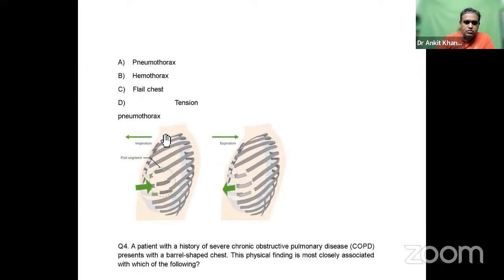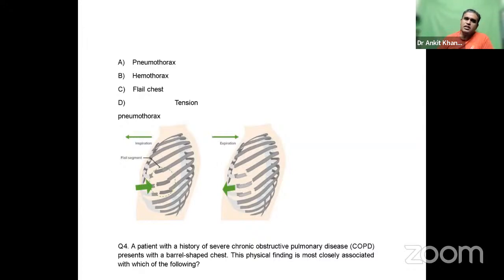You can see the paradoxical movement during inspiration, during expiration, paradoxical movement. Arrow is going over here, and this air is actually sucked inside. So this paradoxical movement in the multiple ribs, they are consecutively fractured. Tension pneumothorax, option number D, is a different one. That is actually an emergency situation.